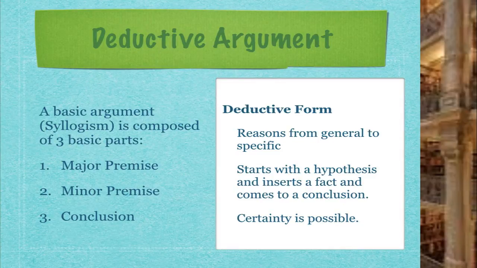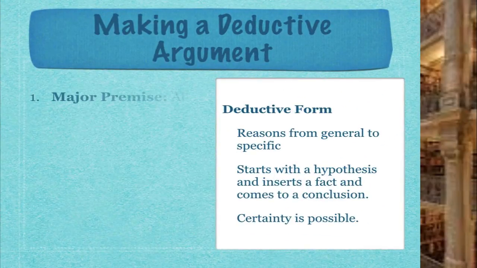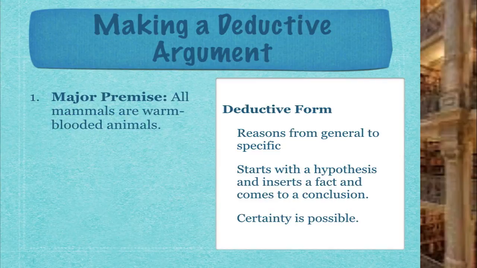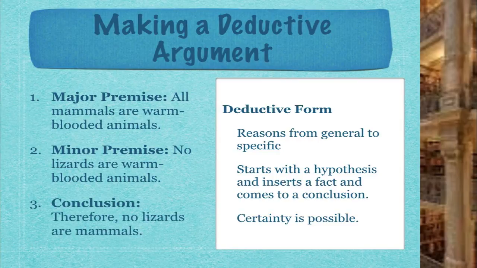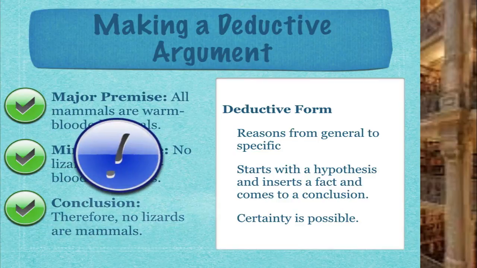So here's an example of a deductive argument. There's the major premise: all mammals are warm-blooded animals. There's a minor premise: no lizards are warm-blooded animals. Conclusion: therefore, no lizards are mammals. So you see, this is a true argument in form. It is verifiable and it's truthful in the conclusion, and it's very persuasive.